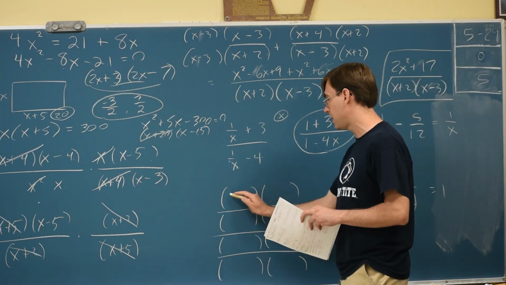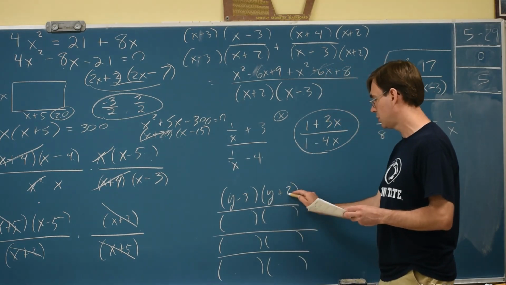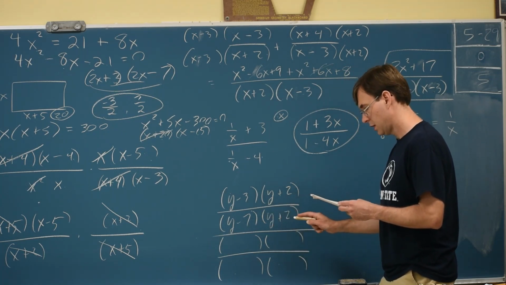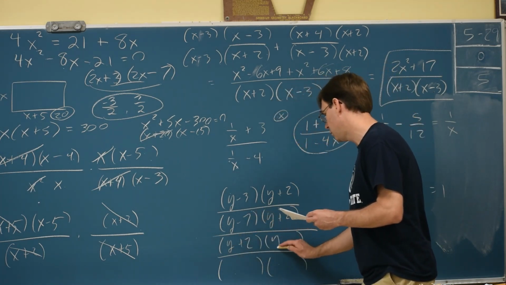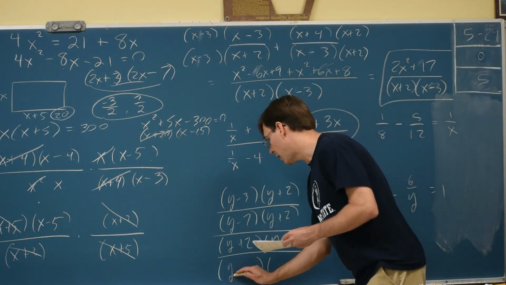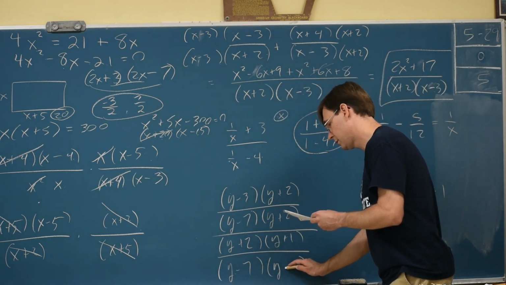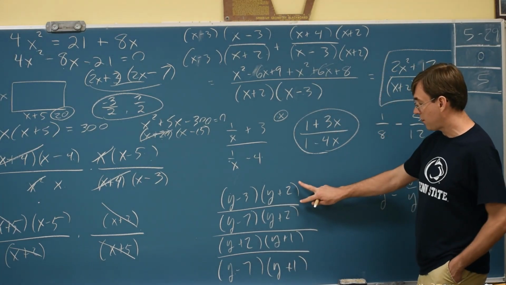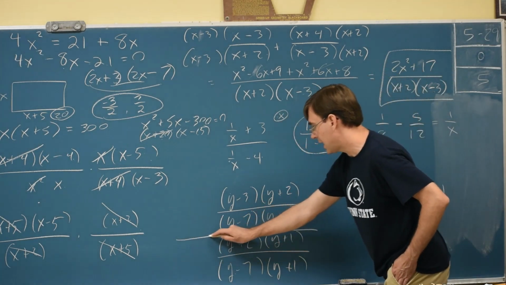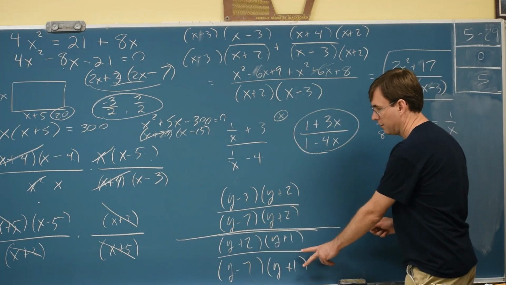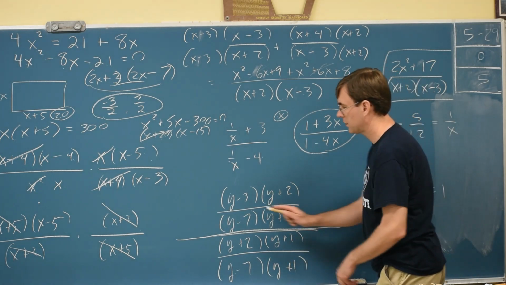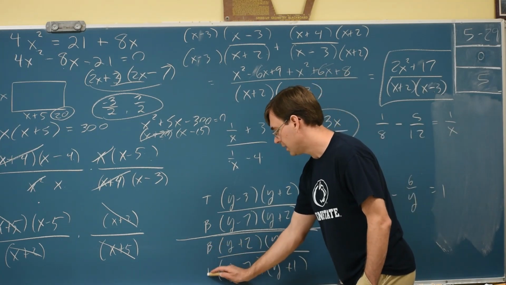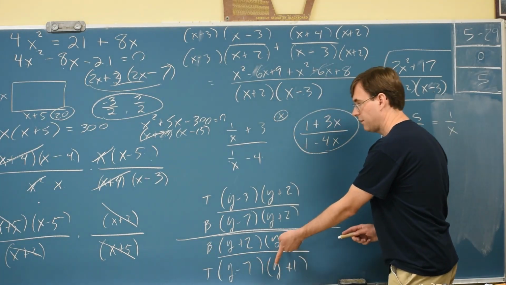So the top is going to be y minus 3 and y plus 2, then a y minus 7, y plus 2, a y plus 2, y plus 1, a y minus 7, y plus 1. And then we think about if this were a fraction dividing another fraction, this bottom fraction would flip. So this is a top, this is a bottom, this is really a bottom, and this is really a top, because that one's going to flip.